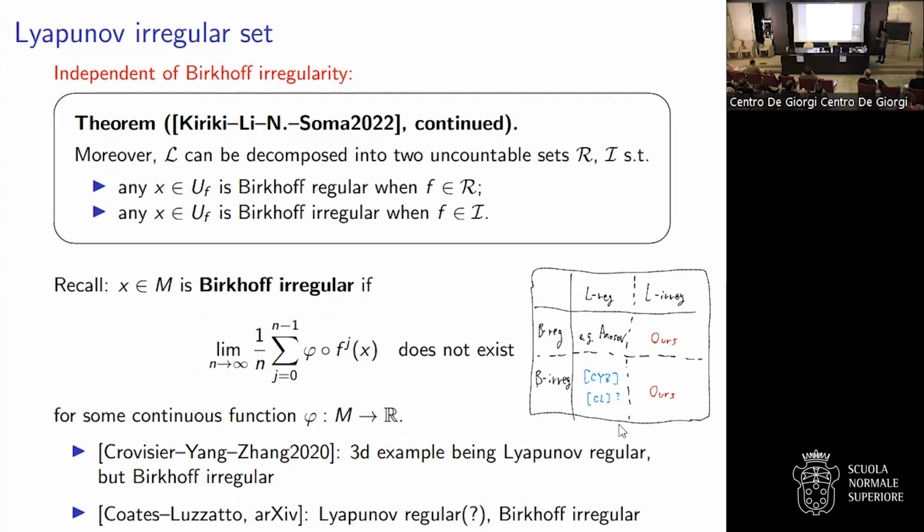Moreover, L can be decomposed into two uncountable sets, R and I. And please remember that this U was a subset of the Lyapunov irregular set, so this point x is always Lyapunov irregular. But if F is a member of R, then the time average exists, so I call it Birkhoff regular. And if F is a member of I, then the time average does not exist, so I call it Birkhoff irregular.